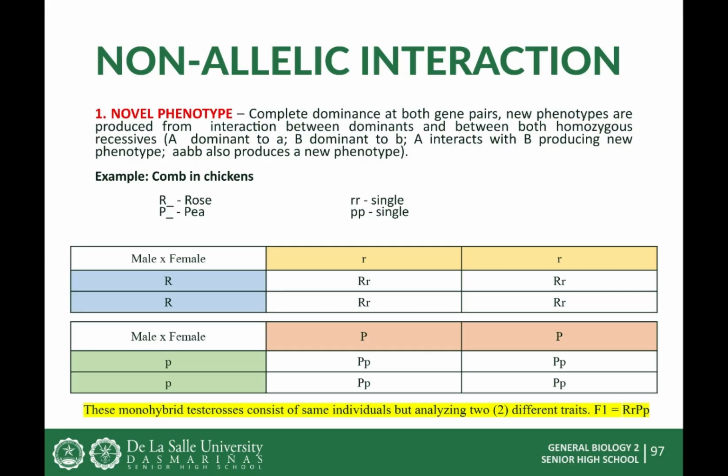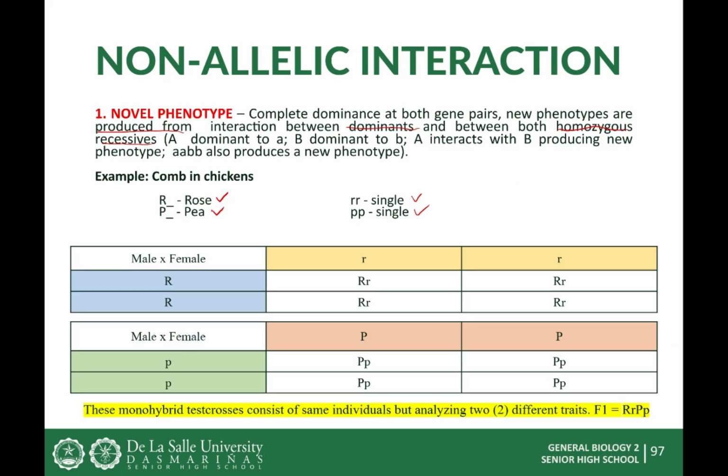Now let's talk about novel phenotype. So these are a complete dominance of both gene pairs. Therefore, new phenotypes are produced from this interaction between the dominants and between both homozygous recessive. Therefore, it can create four phenotypes. We have the rose, the P, the single, and another single, which is both are recessive. So, let's see.